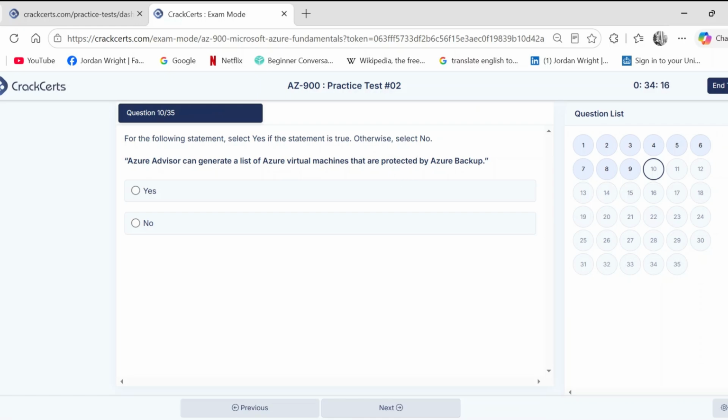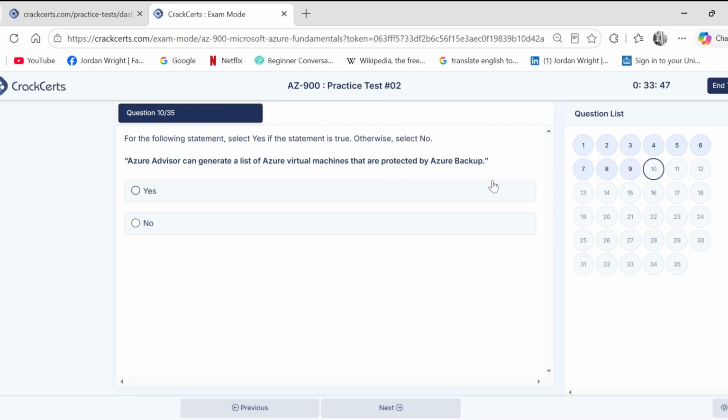Why? Because the Advisor is more to do with cost. Okay. But I agree with Jordan. I would say no. Yeah. Okay. Guys, it's a democratic. Let's vote. Okay, explain here.